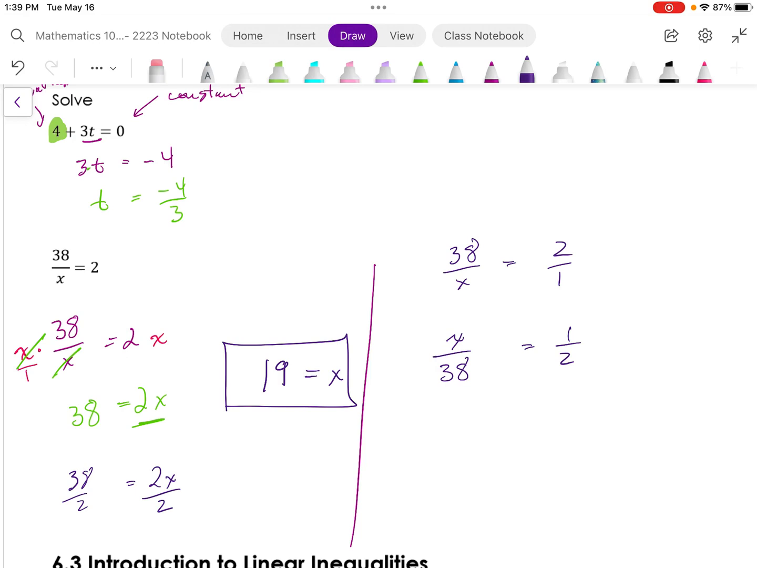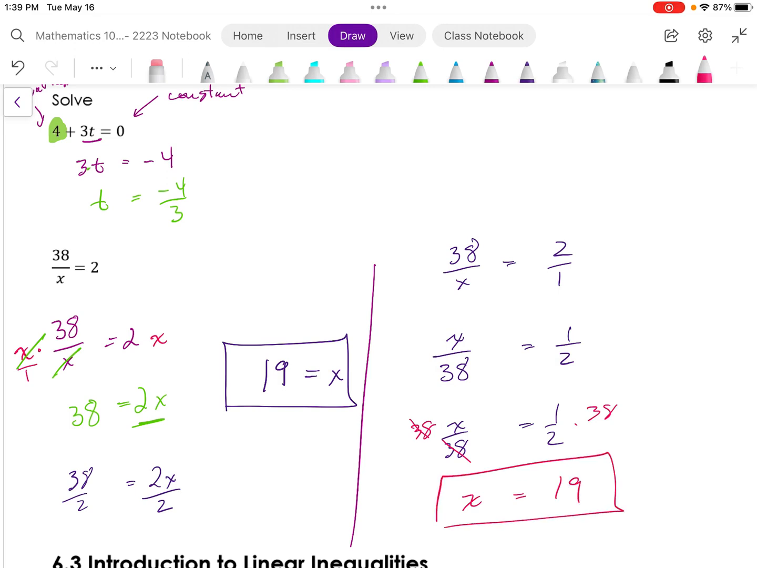So I have now x over 38 is equal to 1/2. My next step is to multiply both sides by 38. The factors of 38 cancel. And on my right-hand side, I have 1/2 times 38, which is the same as 38 divided by 2. And we discovered that's 19.